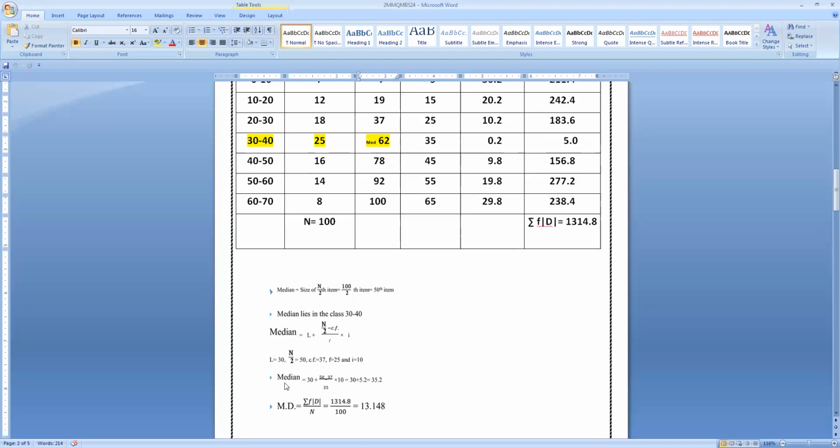Let us apply the formula. The median is equal to L, that is 30, plus 50 minus 37 by 25 into 10. The value we get after substituting these values is 30 plus 5.2. The value of median is 35.2.